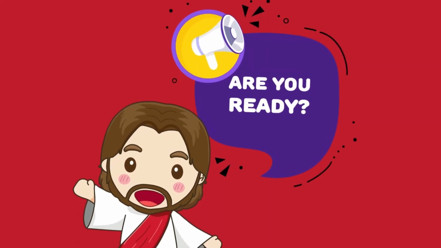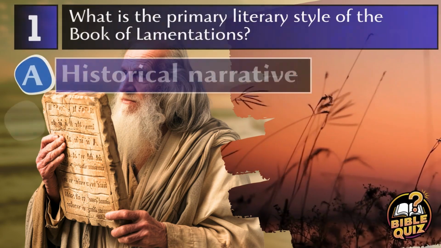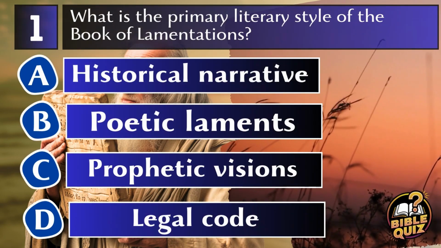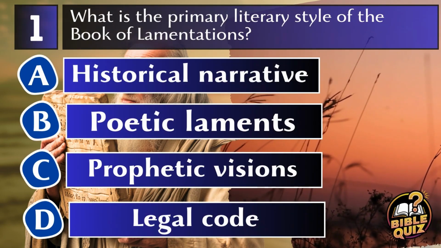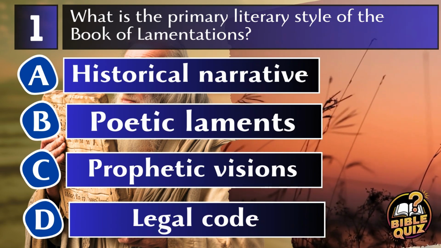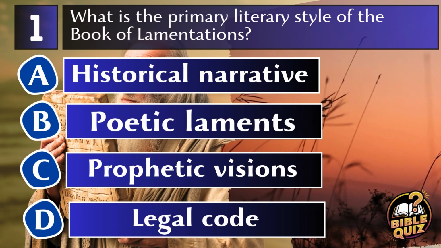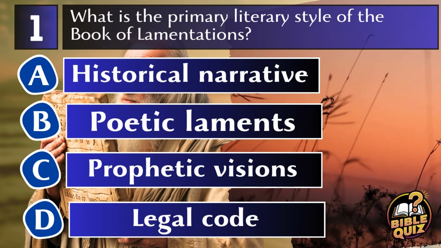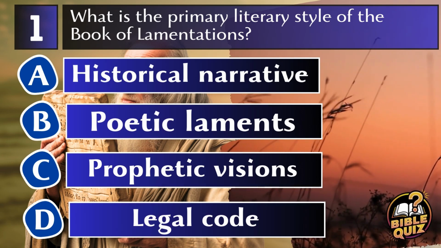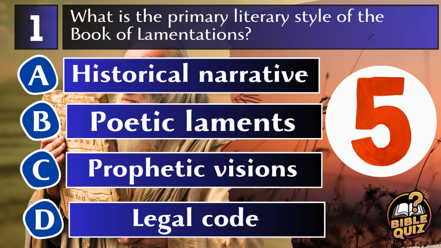Are you ready? Let's get started. Question 1. What is the primary literary style of the Book of Lamentations? A. Historical narrative. B. Poetic laments. C. Prophetic visions. D. Legal code.